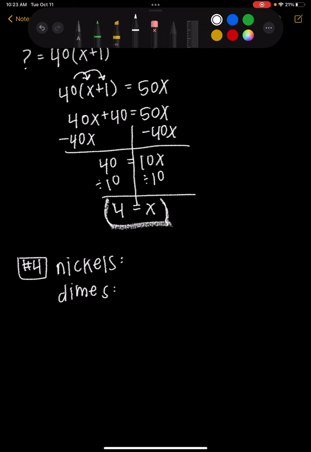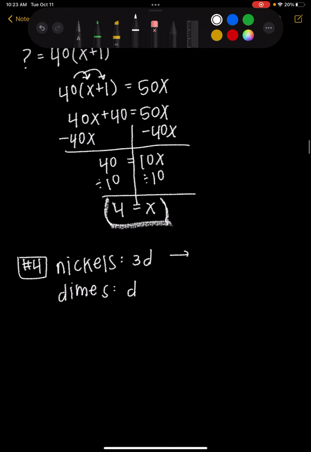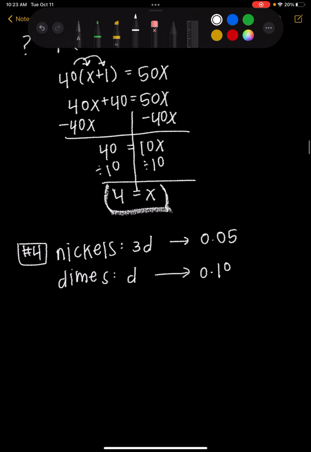So we know that there are 3 times as many nickels as there are dimes. And so what that tells me is that if I have D dimes, then I have 3D nickels because it's 3 times as many. The other thing I know is that nickels amount to 5 cents and dimes amount to 10 cents. So that's the way that I'm going to write them. I also know that it totals $25.